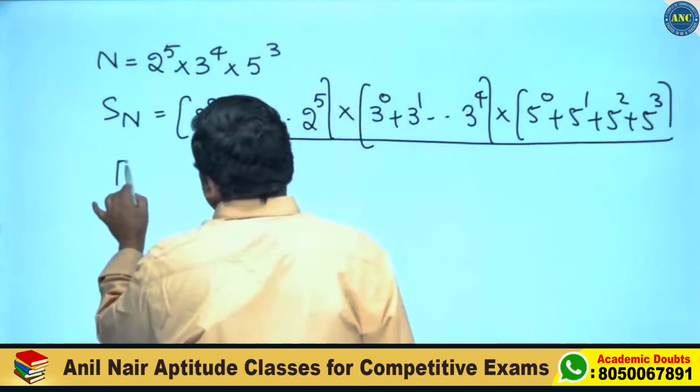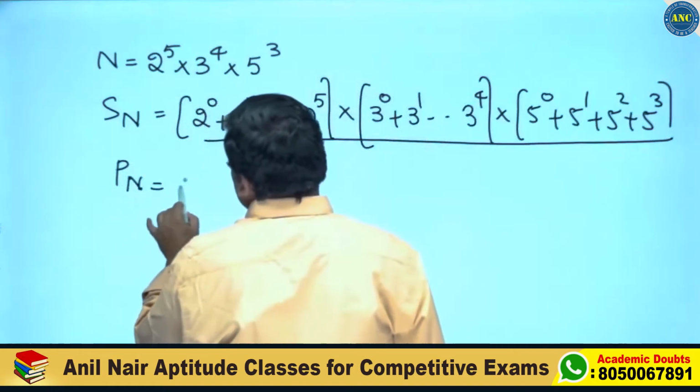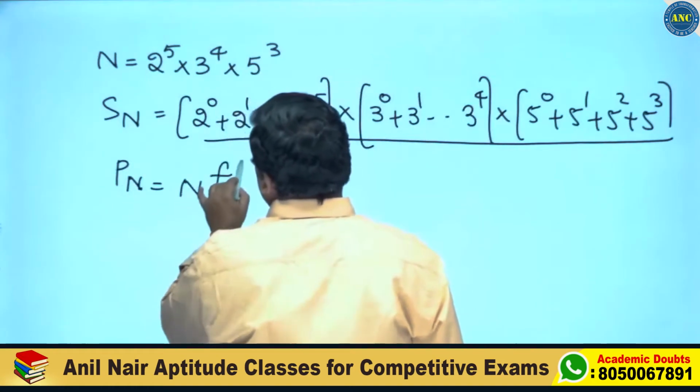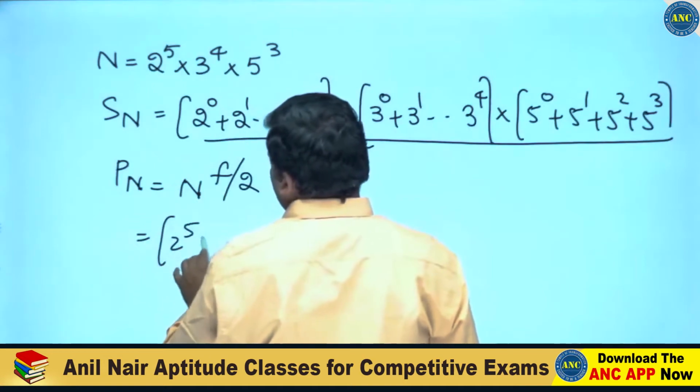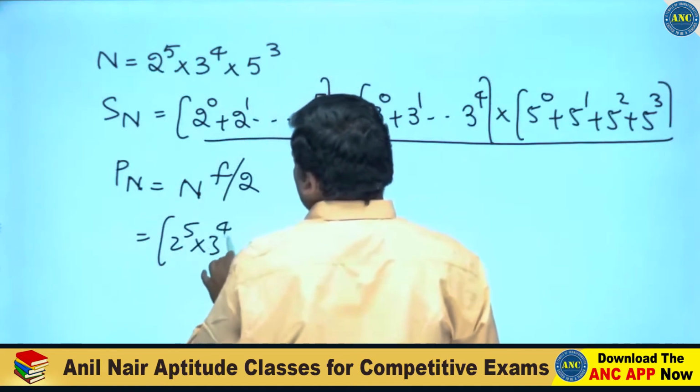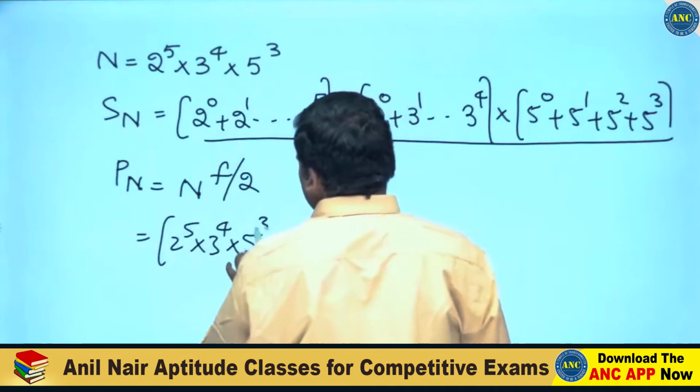Product of the factors is given by number power, number of factors by 2. The number is 2 power 5 into 3 power 4 into 5 cube.